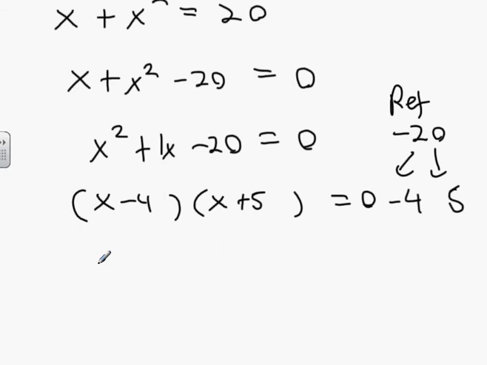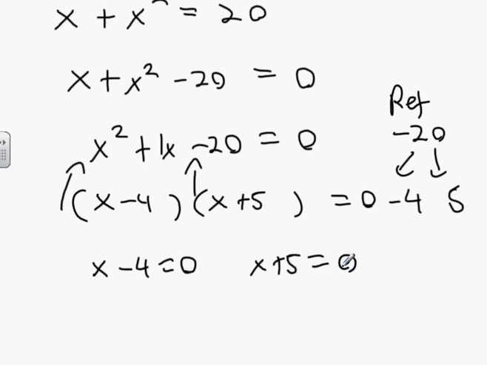What do we do next? Charlie? Multiply them. Not multiply them. If you multiply them, it goes back up there. x minus 4 equals 0. x plus 5 equals 0. Then what do you do? Move the number to the other side. And you get x equals plus 4. And x equals minus 5. There you go. Right, so your two answers there, okay? Moving on.